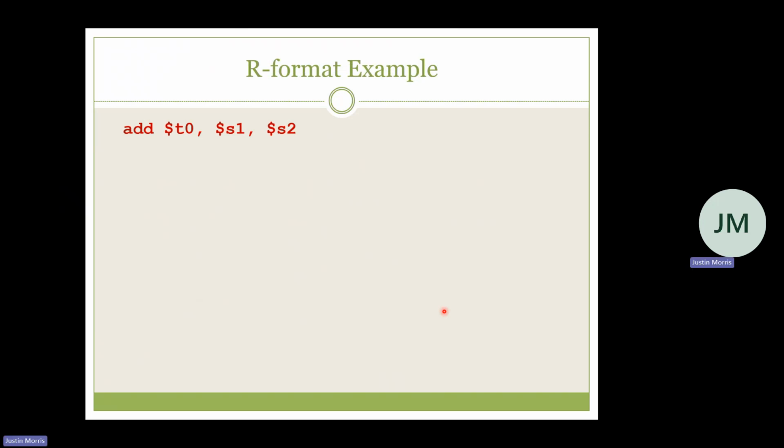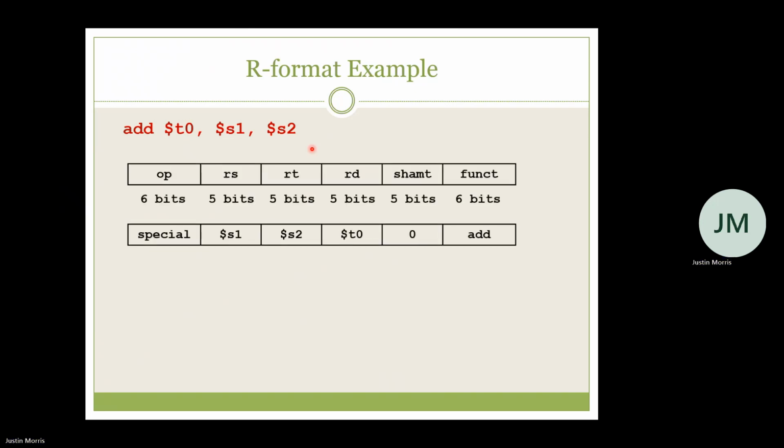So we want to perform add, and we're going to store the results into T0. We're adding S1 and S2. So for now, we're just putting whatever the opcode is for R-type. We don't know what it is yet. It's on your MIPS sheet though. But we do know that the first operand is S1, so it needs to go into RS.